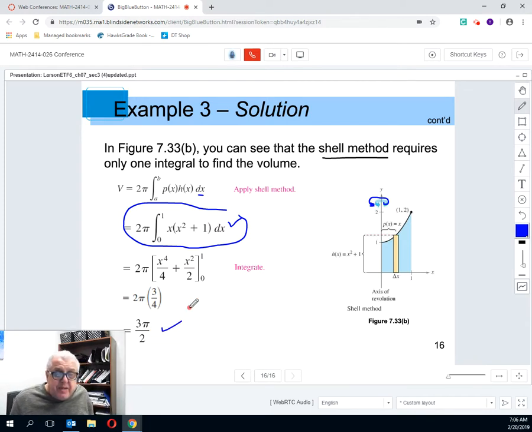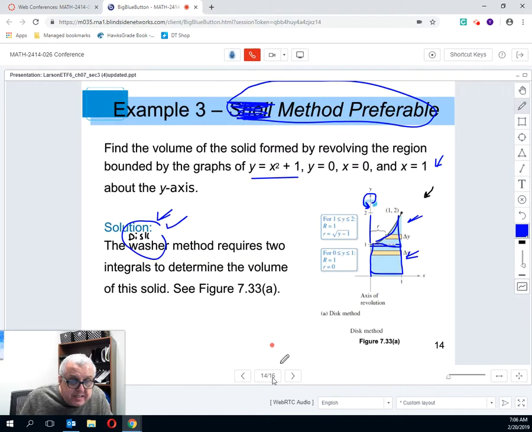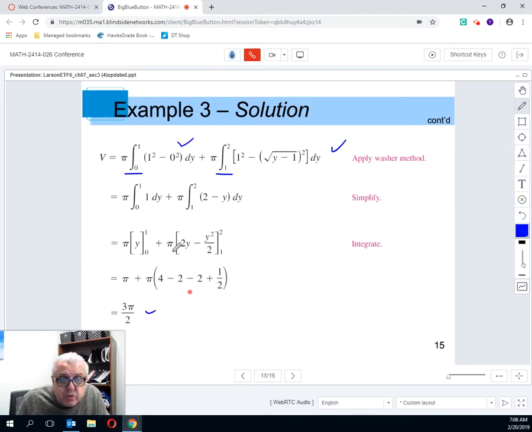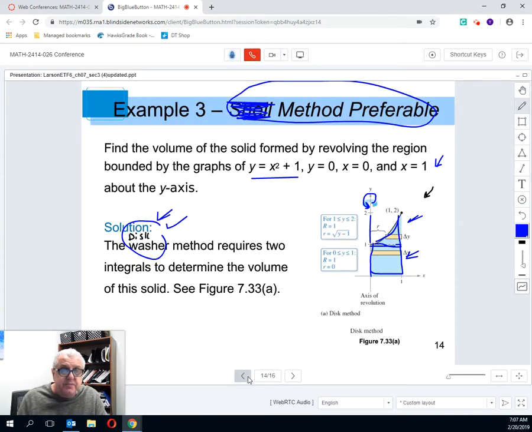So that's the main difference between the shell and disk method: what variable you're using, and whether you have to break up the shapes into different pieces. In this particular problem, the shell method might have been easier because you only had one integration. With the disk method, we had to integrate twice. You had two separate shapes, so there's more room for error if you have to integrate twice.